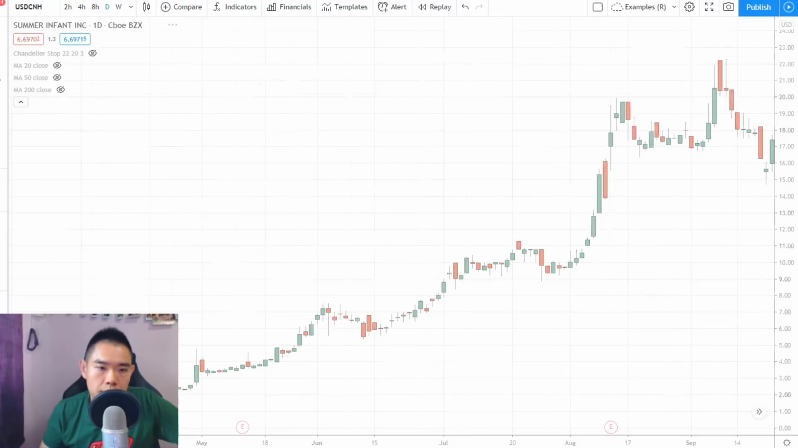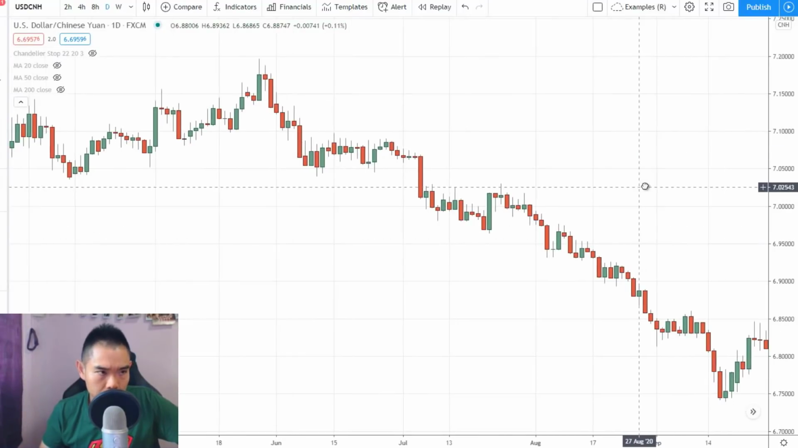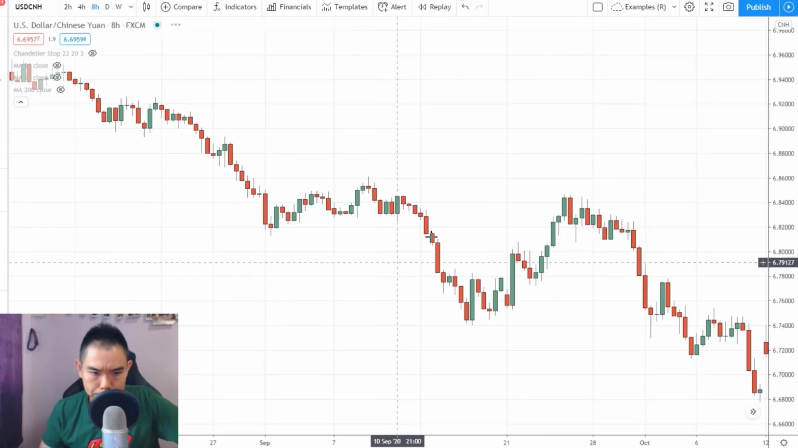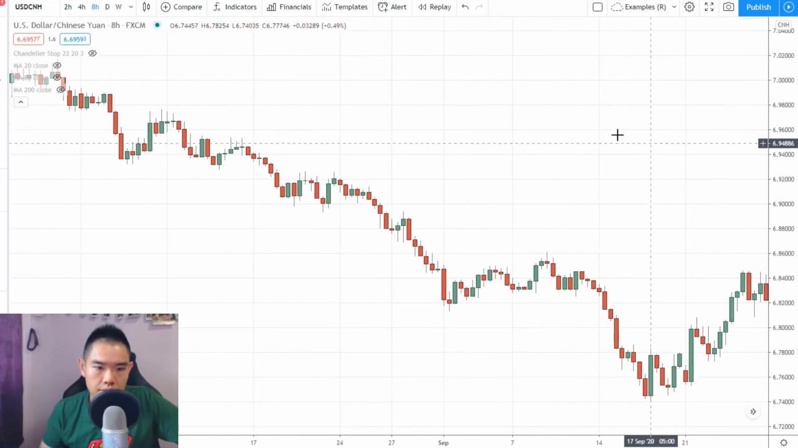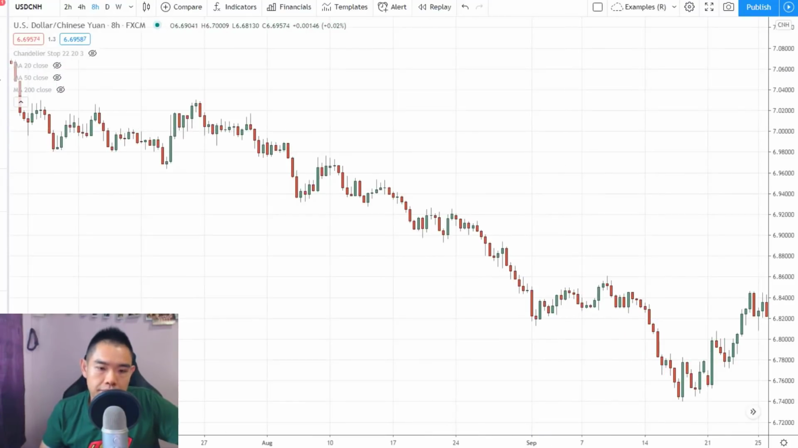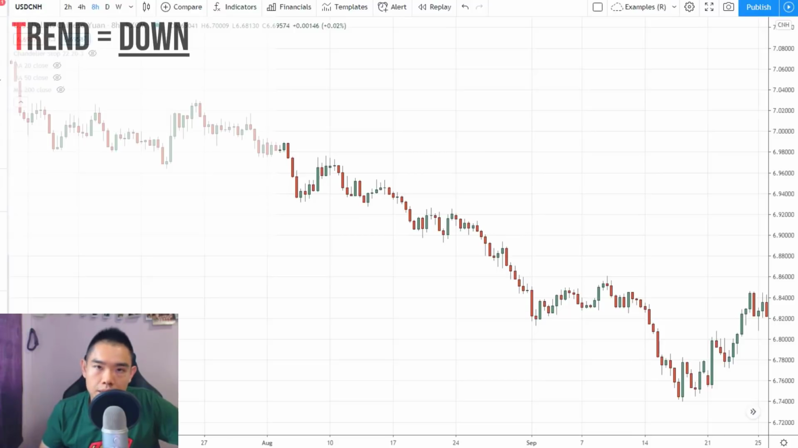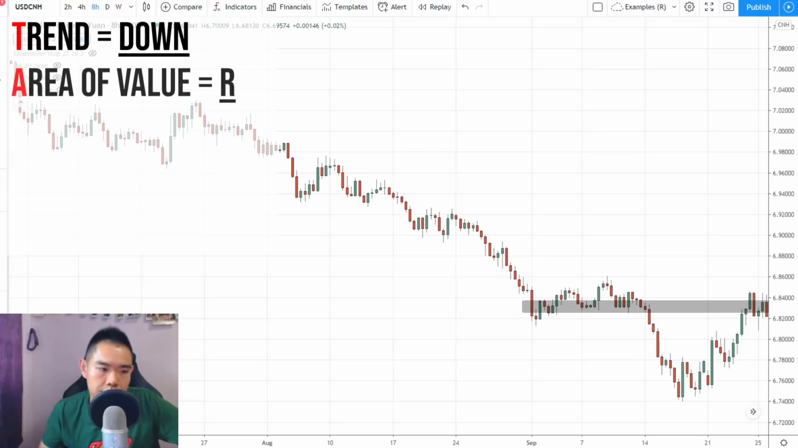And one last example, let's go back to the FX markets. So again, this one is the 8-hour time frame. Okay, so you can see over here, what is the trend of this market? Overall trend is towards the downside. This market is in a downtrend. Okay, area of value, I'm seeing over here, right? This one over here, where previous support could become resistance. So I'll call it R, resistance.